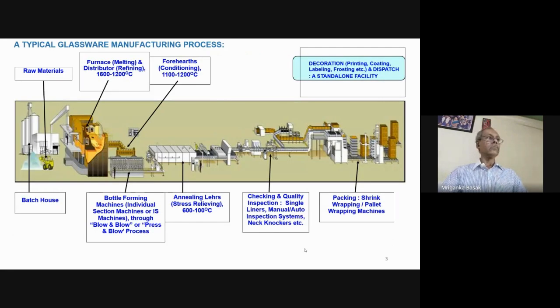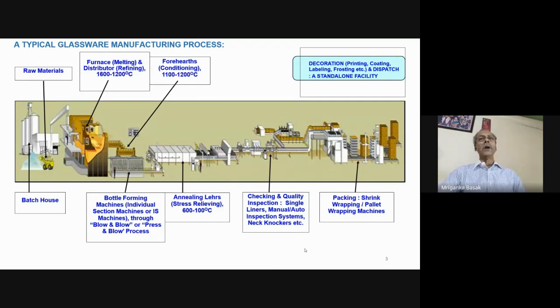Next slide. Now I'll come to the overview of the glassware manufacturing process. As you can see from the diagram, it starts with the batch house where the raw material is prepared and handled. Next comes the furnace, that is the melting furnace, wherein the melting of the raw material takes place. We call it batch. Raw material, complete raw material, is called a batch.